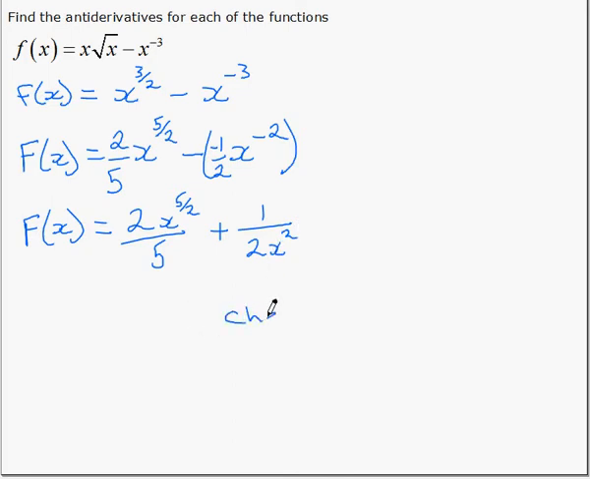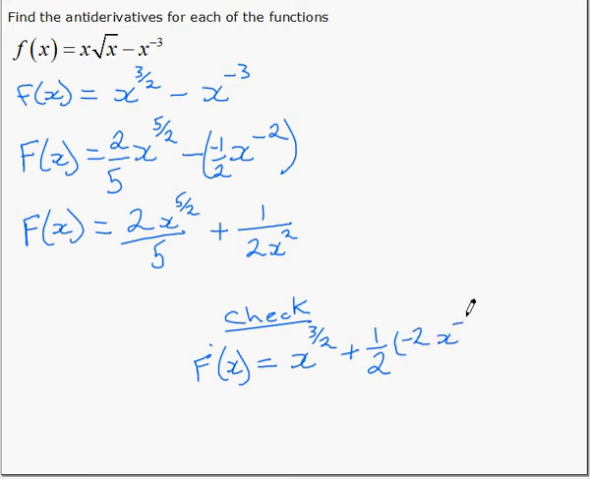Let's check this answer just to be sure. We take the derivative, we bring down 5 over 2. 5 over 2 times 2 over 5 is 1. So that simply leaves x to the 3 over 2. This part, we have a half, so plus a half. X is going to be to the minus 2. So we're going to bring down minus 2, and then the exponent becomes minus 3.